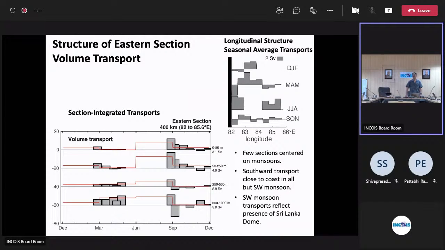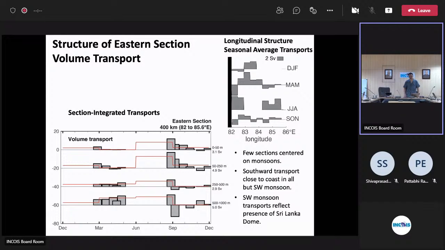So there are better ways to look at that in terms of water mass classes, and we'll take a more careful look at that in the slides to come. So we look at the structure of the volume transport, which is interesting. Here we're looking at the eastern section. In the upper right-hand corner, we're looking at the structure of that volume transport as a function of those four seasons, right? Each row is one of the seasons, and it's plotted as a function of longitude. So you get a sense for where things are moving in longitude, with more volume moving to the south along that section, close to the coast of Sri Lanka, and then a lot of the northward volume transport happening further offshore.